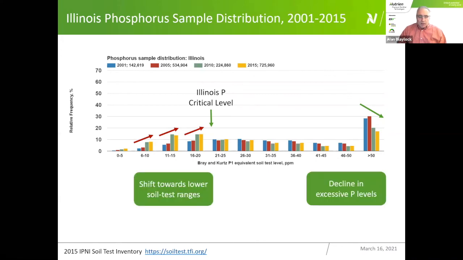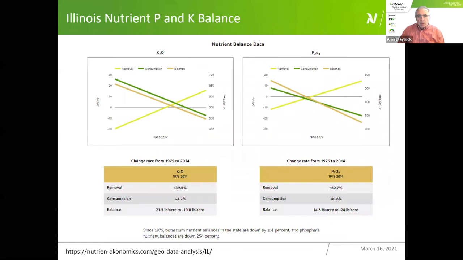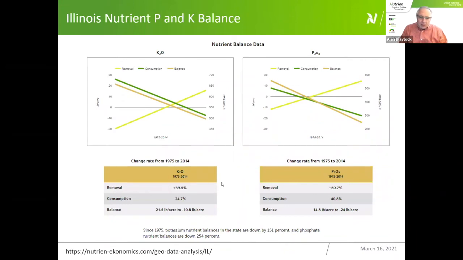All right, so again, decline in the excessive levels, shift towards lower soil test ranges. We don't want to overreact to those, but it means in our local site-specific management, we should be paying attention to those.